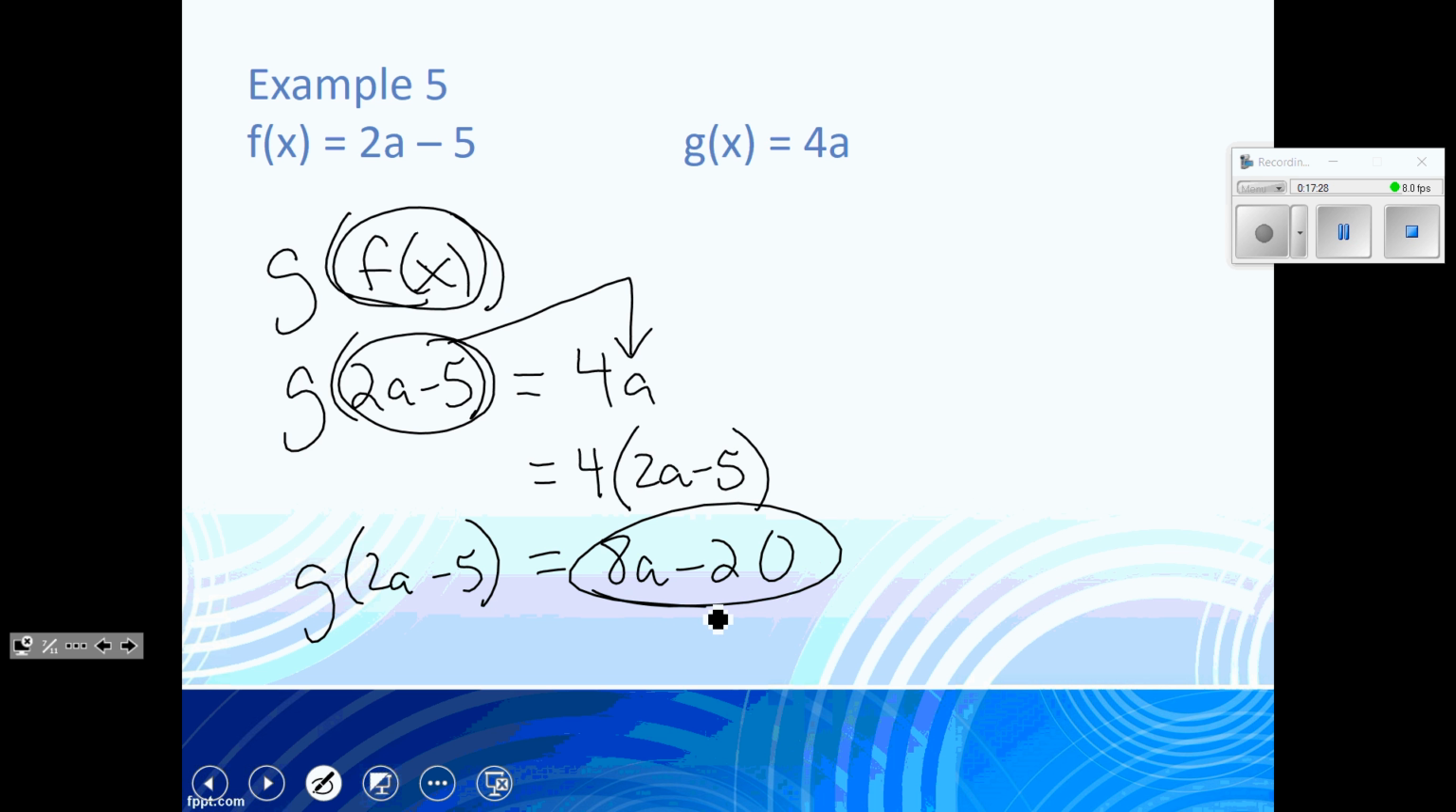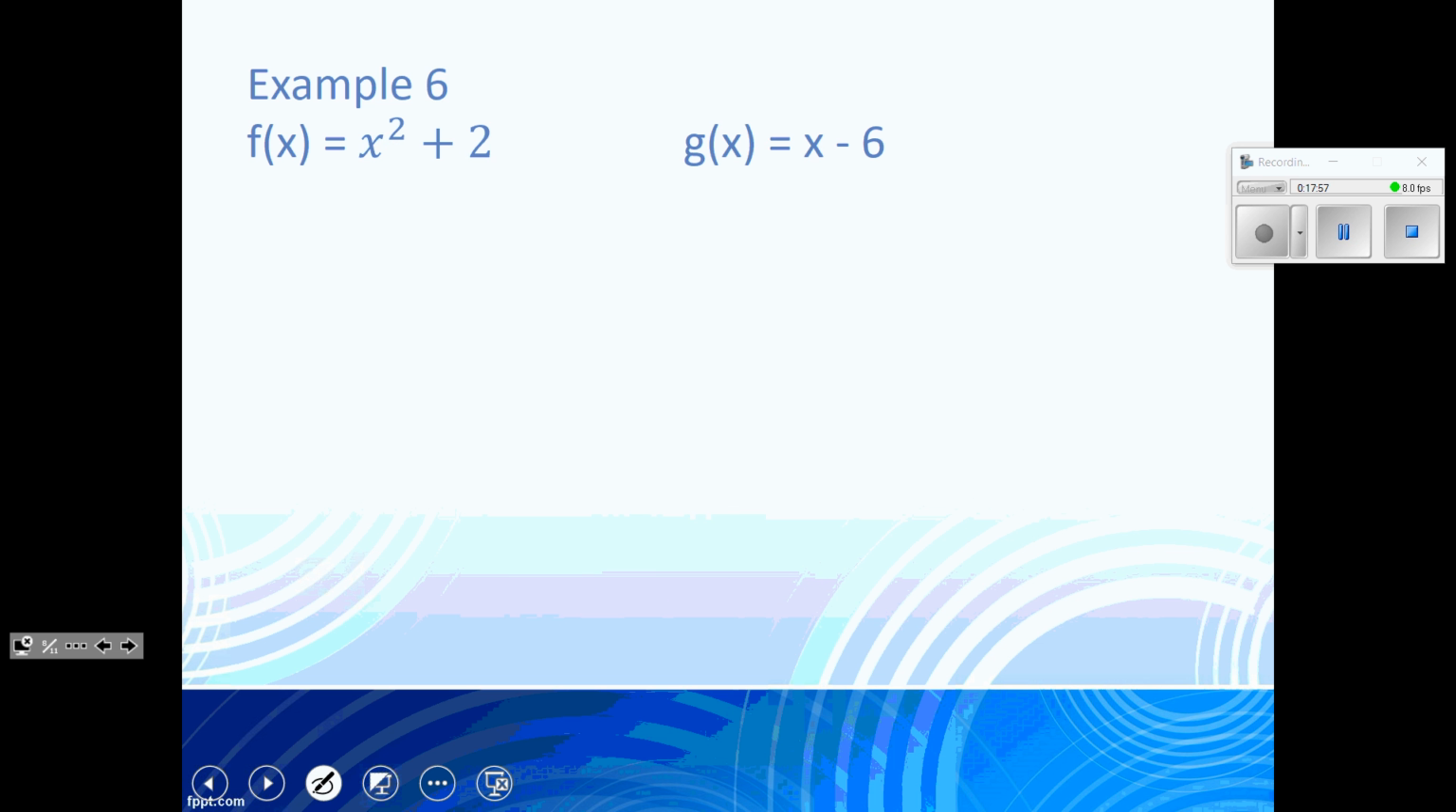I did both because I want you to be familiar. You won't have to do both. If I said find g of f of x, this would be the answer: 8a minus 20. If I said find f of g of x, then the first one would be the answer. We just did both. How will you know which one to do? The directions will tell you which one to do.